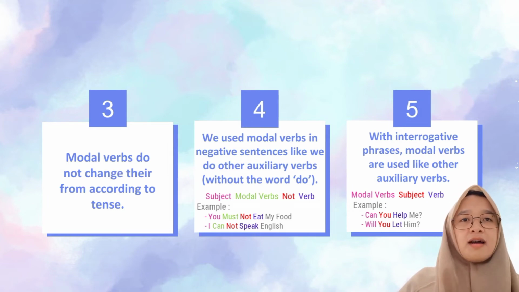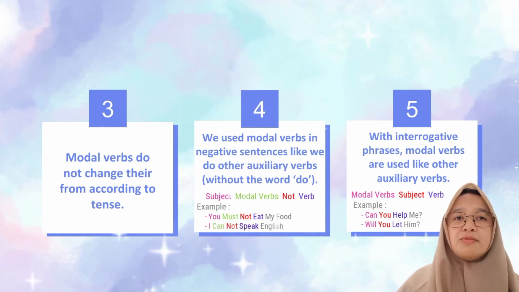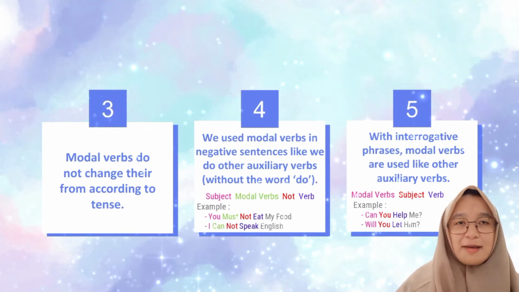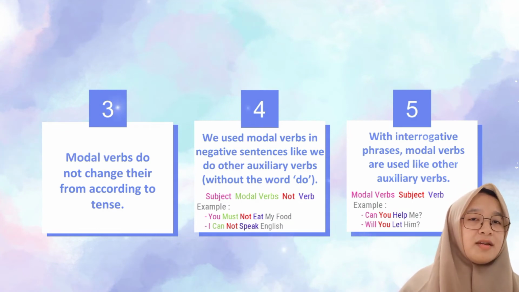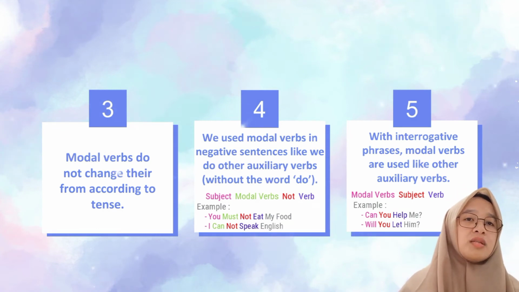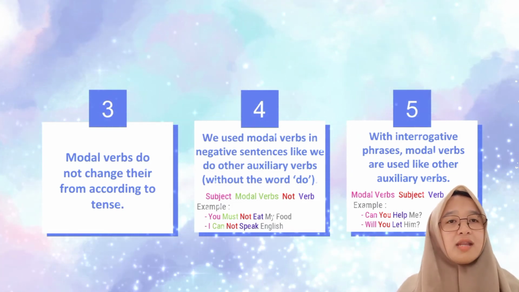Now the last rule we look at, number 5, is with interrogative phrases. Modal verbs are used like other auxiliary verbs: modal verb, subject, verb. Some examples: can you help me? Or will you let him? So, those are the rules. Now let's have a look at the modal verbs and how and when we can use them.